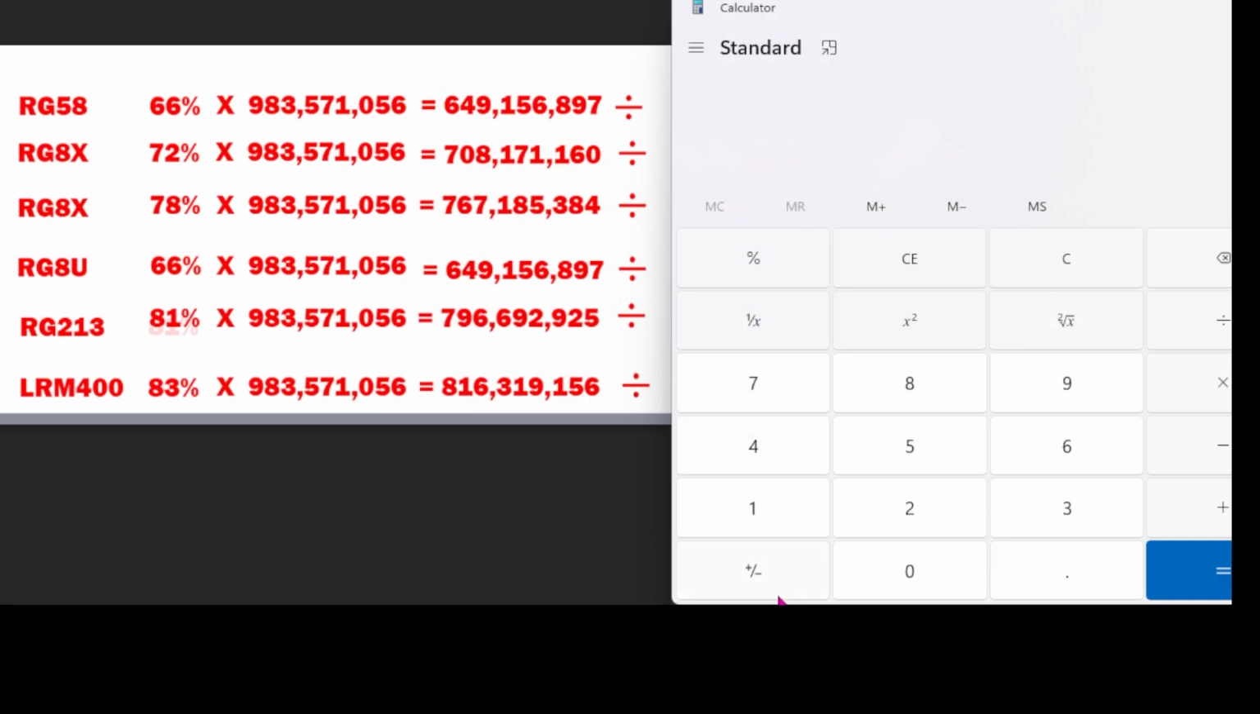Okay, so that number was 1963. So we're using RG8X. So 767,185,384 divided by 1963 and then three more zeros. So 1963000 equals, and we're going to take that number and divide it by 4. So divide by 4 equals, that's the length of the coax. And I believe that to be relatively close. So it's about 98 feet. All right, now we know that. What else can we find out?